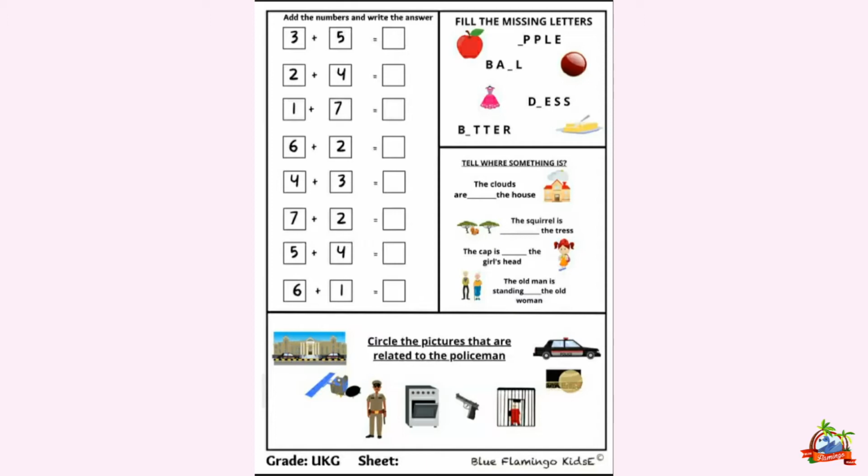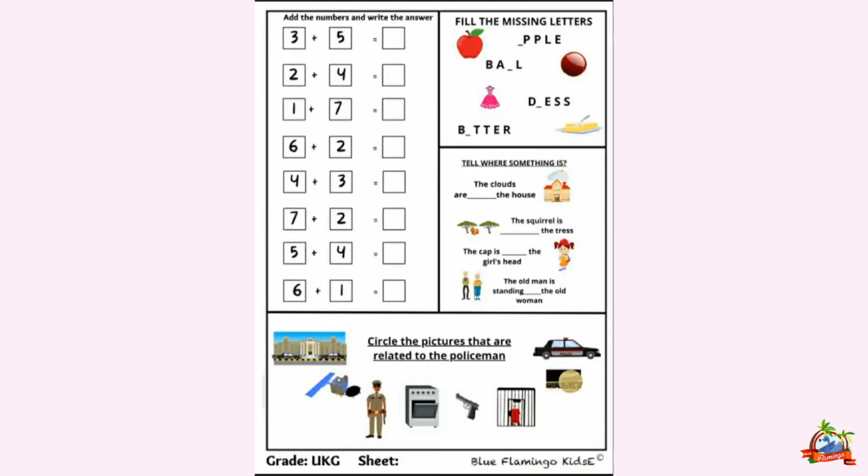3 plus 5. What we have to do? We have to add 3 plus 5, means 3 में हमें कितना ऐड करना है? 5. Suppose you have 3 chocolates and someone gave you 5 more. आपके पास 3 chocolates हैं और किसी ने आपको 5 और दे दी. Then how many chocolates will there be with you? कितनी chocolates हो जाएंगी आपके पास?